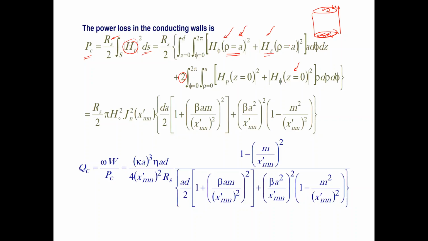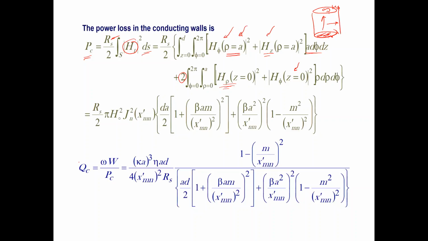The Hz field, the field which is along this direction, is only tangential to the curved surface. So basically, that's why we are integrating it only over the curved surface. And if H rho field exists, that H rho field which is pointing in the R direction, then it is only tangential to the top and the bottom. So we're just integrating it over here.